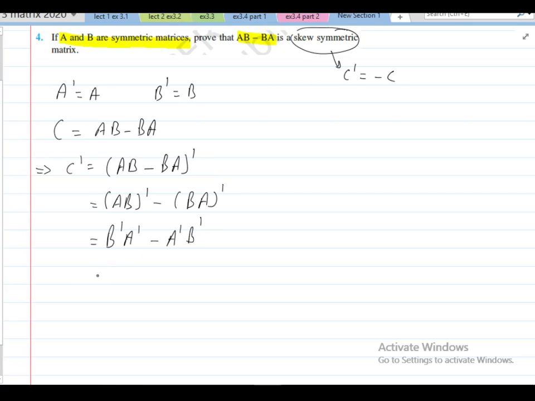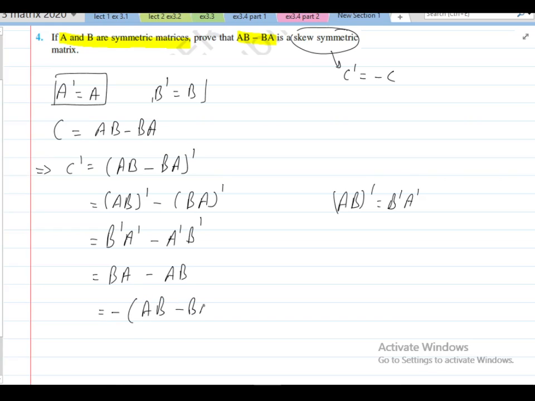Very good. Now it is given that A dash is A and B dash is B. So we can write it as BA minus AB. Right, but what is C? AB minus BA. Let's take a negative common, so it will be minus of AB minus BA, which is your C. So we prove that C dash is minus C, therefore C, which is AB minus BA, is a skew symmetric matrix.